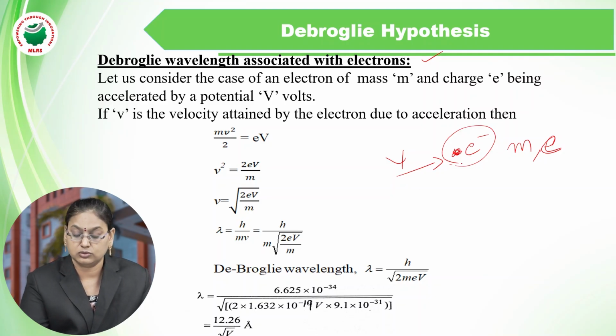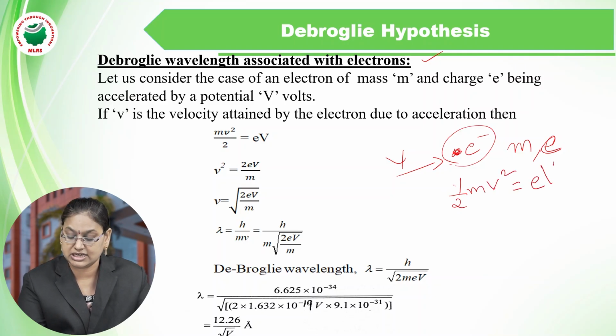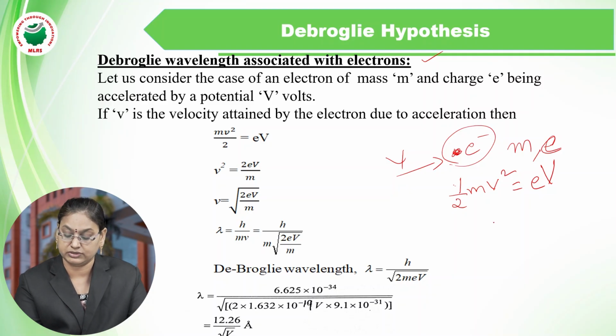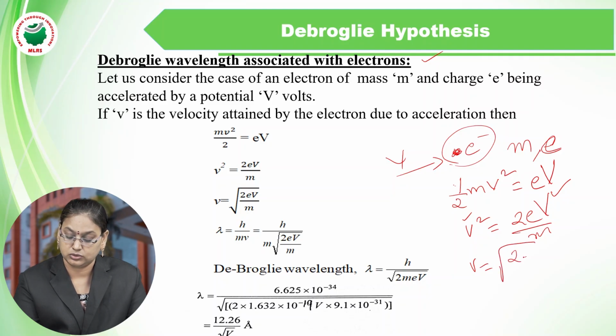So now we know that the kinetic energy of the electron will be equal to the potential energy which we have applied. So half mv square, the kinetic energy, is equal to the potential energy, which is charge multiplied by voltage, eV. So from this, what will be the value of v square? v square is equal to 2eV by m. This capital V is representing voltage and this small v is the velocity of the electron. So from this, v value will be equal to under root of 2eV by m.